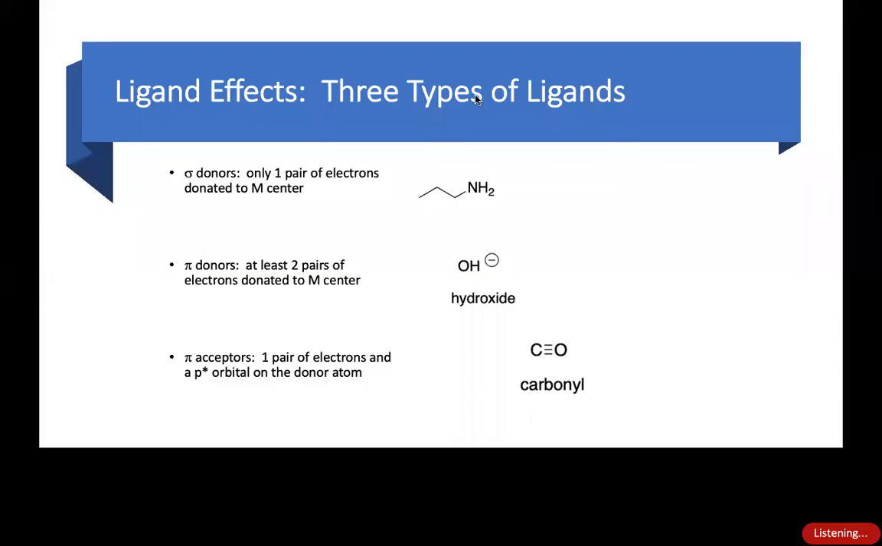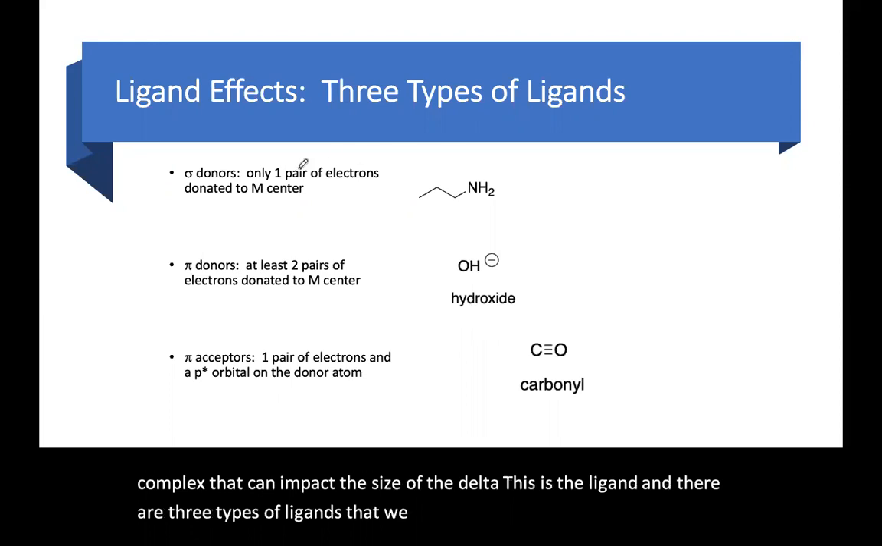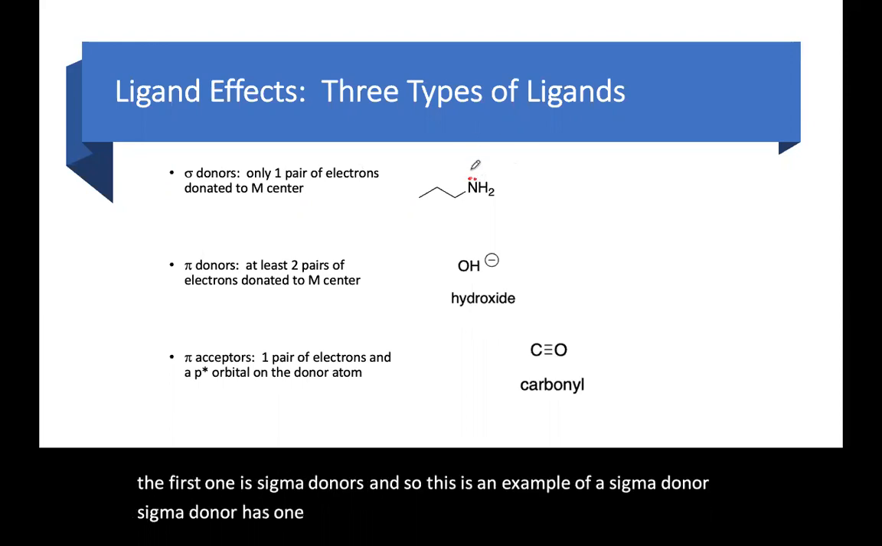Hello, we're going to start looking at the other part of a coordination complex that can impact the size of the delta. This is the ligand, and there are three types of ligands that we will see. The first one is sigma donors, and so this is an example of a sigma donor. A sigma donor has one pair of electrons that can donate to the metal in a sigma bond.